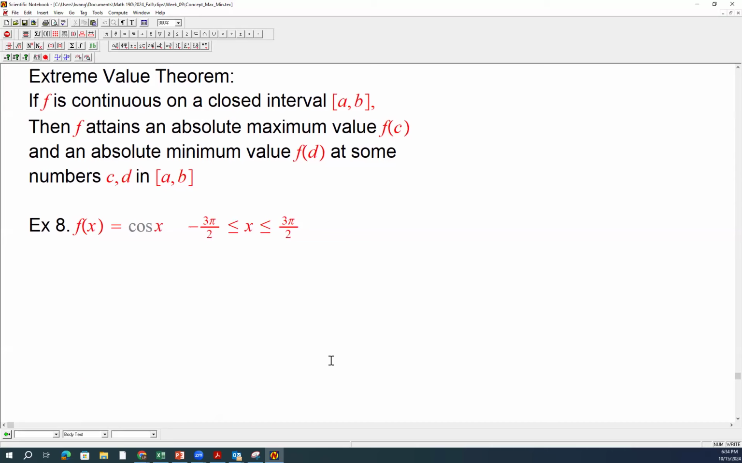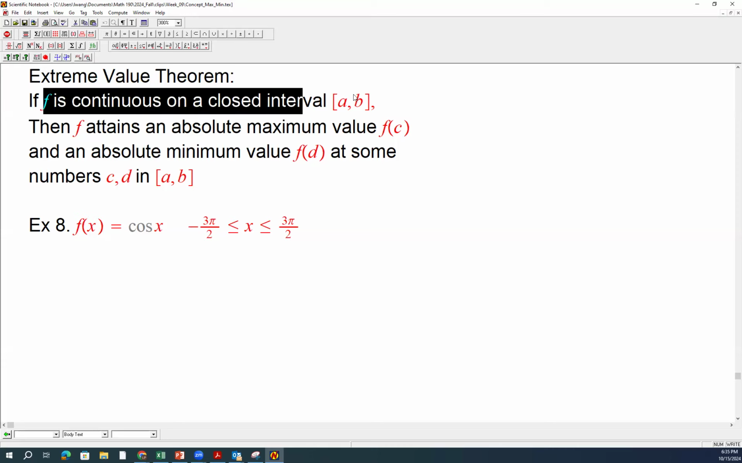Number eight, we're given a closed interval. So what can we draw? What can we tell from this? Well, the cosine function is continuous everywhere. Certainly, it is continuous on the closed interval given, right? So this is the moment we can apply the extreme value theorem on this function. And how do we apply it? This is what we can say. We can say f of x, right? Okay. This is not an if.